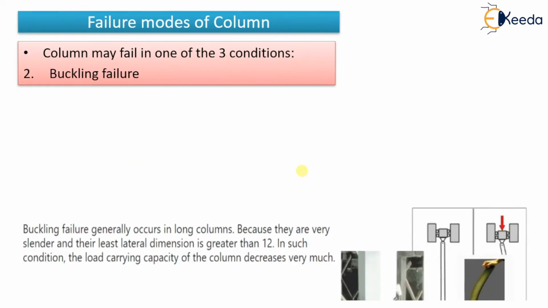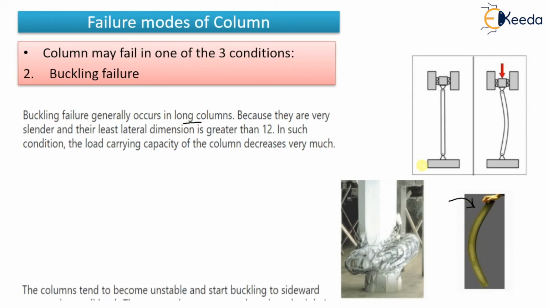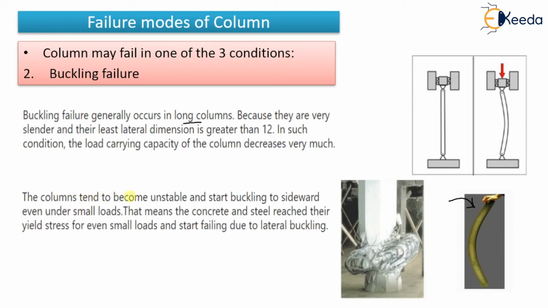Then we have the second type of failure, that is the buckling failure. Buckling failure generally occurs in long columns. I have told you this in the previous videos also, and because they are very slender, as in this diagram, their least lateral dimension is greater than 12. In such conditions, the load carrying capacity of the column decreases very much. The load carrying capacity of the column will not be much, and the columns tend to become unstable and start buckling sidewards.